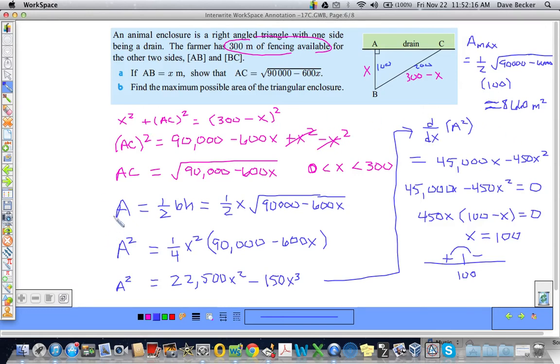All right, that is it for this problem. Very good strategy: squaring a function when we have a square root makes taking the derivative easier, and it's all okay because the max or min will occur at the same x coordinate. I am out, and we will see you next time.